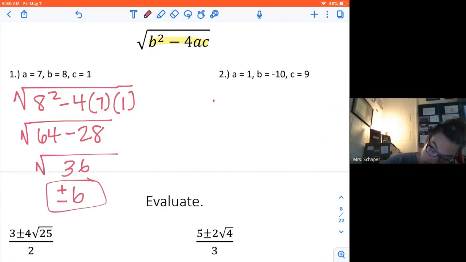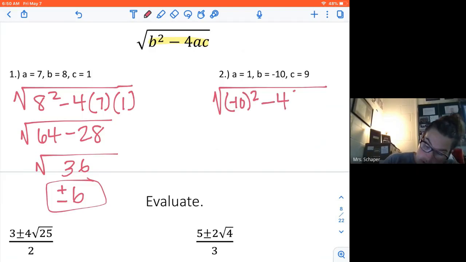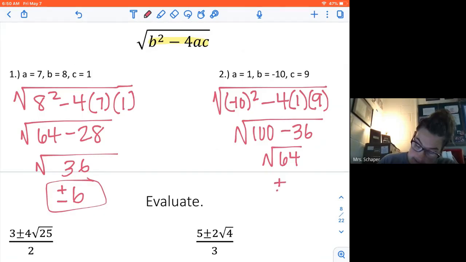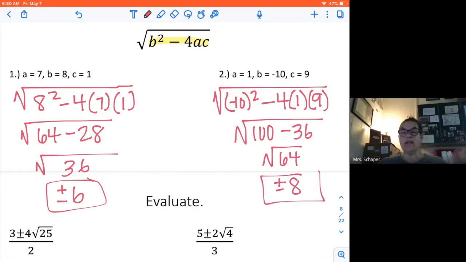Let's try one more. The square root of b squared, so it's going to be negative 10 squared minus 4ac, right? So the square root of negative 10 times negative 10 is positive 100. 4 times 1 times 9 is 36. So the square root of 64 is positive or negative 8. All right. Evaluating, continuing to build on skills that we've been talking about already.